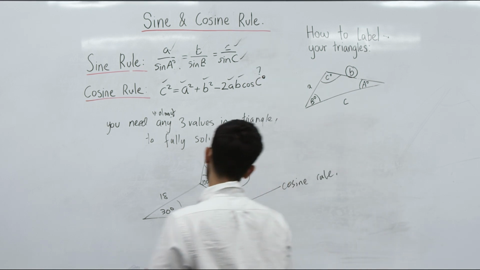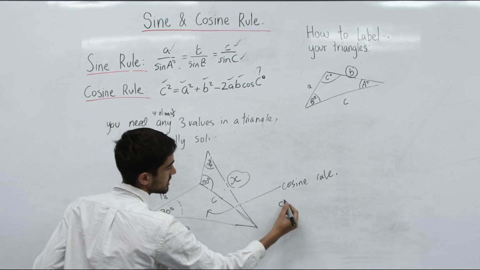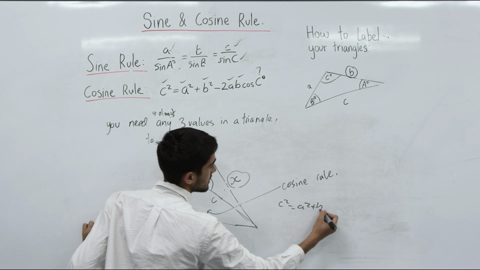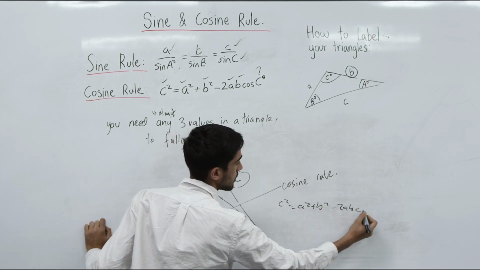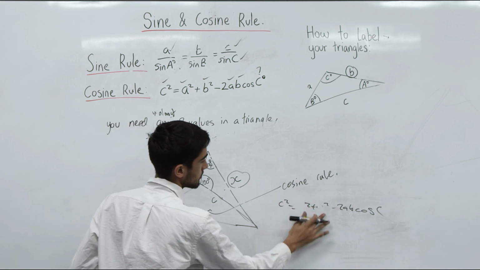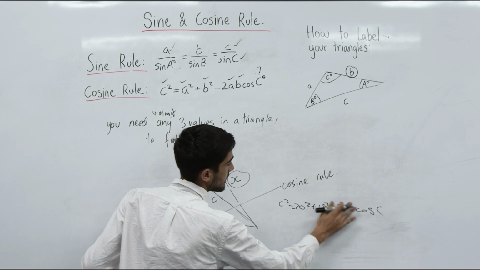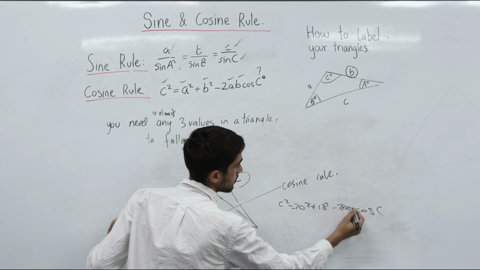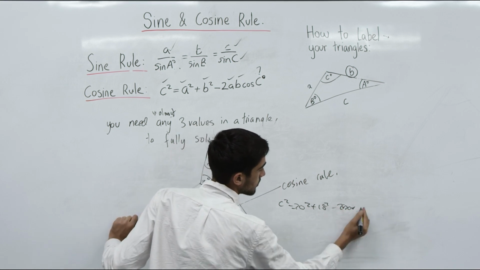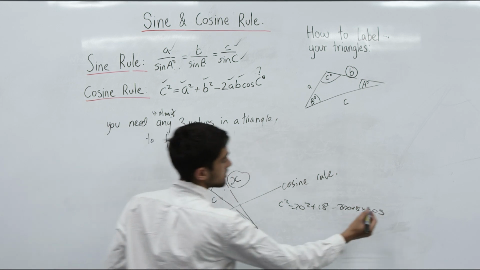So in the first case, how do we find this value C? Using the cosine rule, we'd use c squared equals a squared plus b squared minus 2ab cos C. A is 20. B is 18, so 20 squared plus 18 squared, and times the cos of C, where C is 30 degrees.